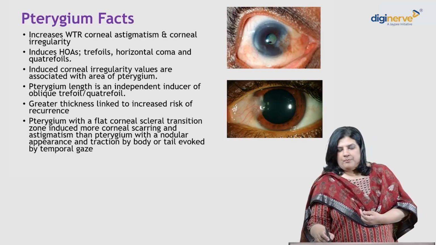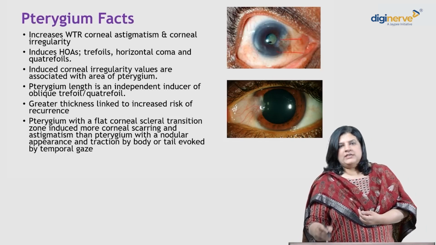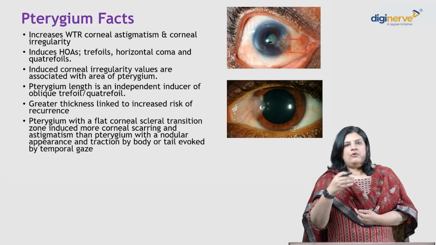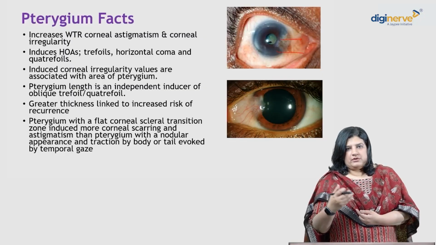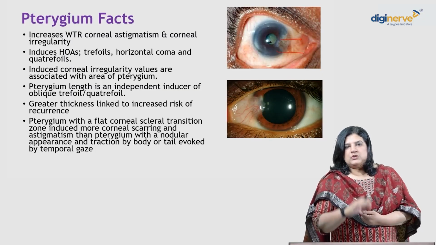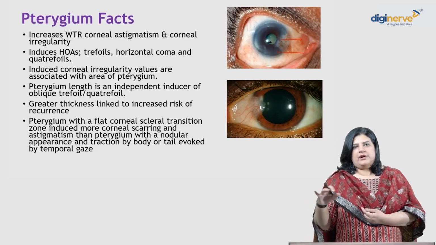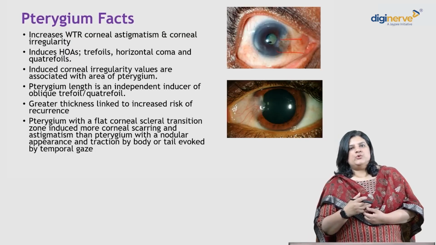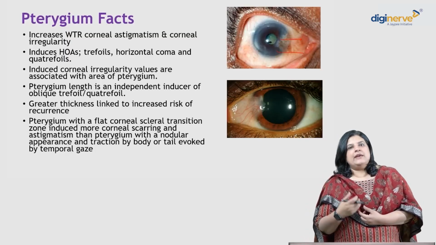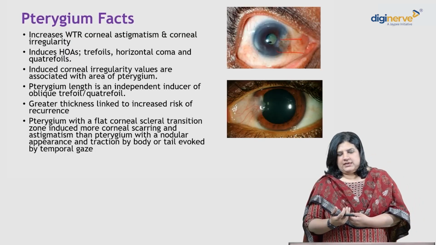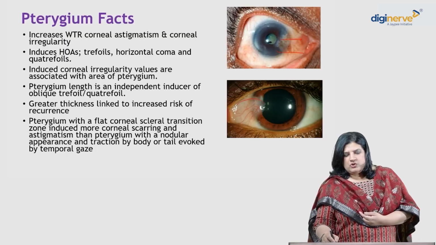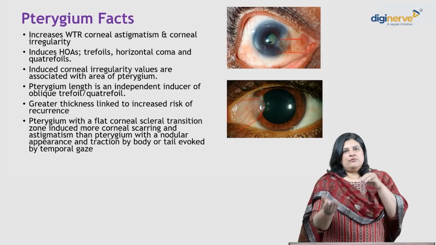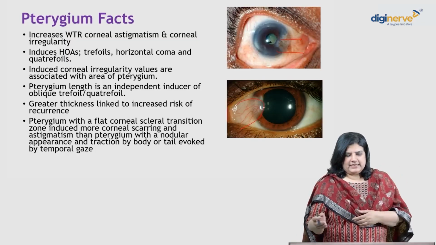If you look at the top picture, this is quite adherent and flat. So, the amount of dissection that would be needed is getting very close to the corneal tissue. If we are closer to the corneal tissue, we are likely to induce more changes and have more chances of recurrence, unlike something which is nodular and fleshy and can be just lifted up and shaved off from the scleral bed using a crescent knife.